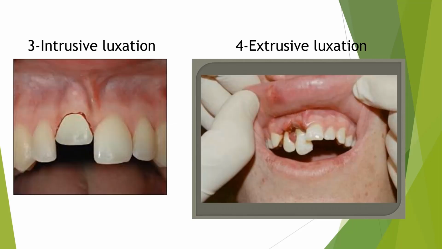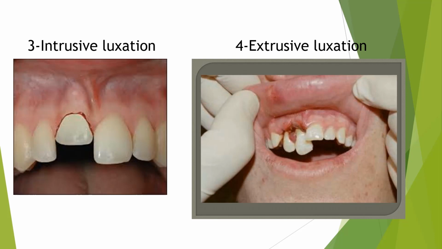A third type of trauma, intrusive luxation. What is intrusive luxation? Intrusive luxation is a displacement of the tooth into the alveolar bone in addition to the fracture of the alveolar socket. يعني the tooth due to the trauma, the tooth will be pushed upward inside the alveolar bone زائدا fracture of the socket of the tooth.